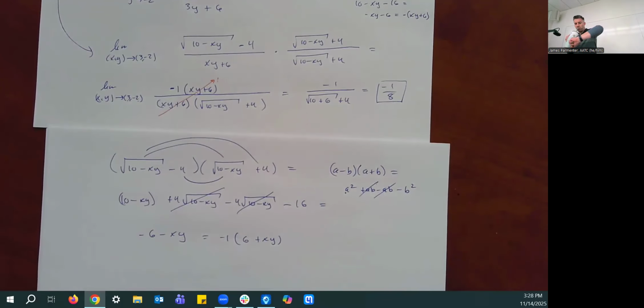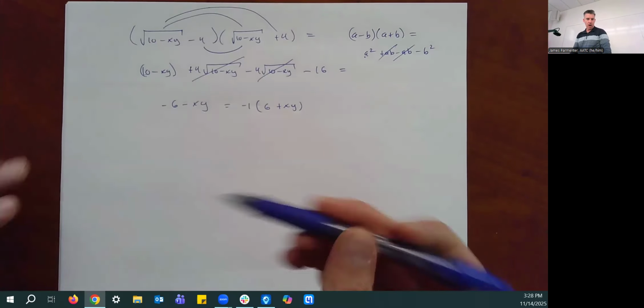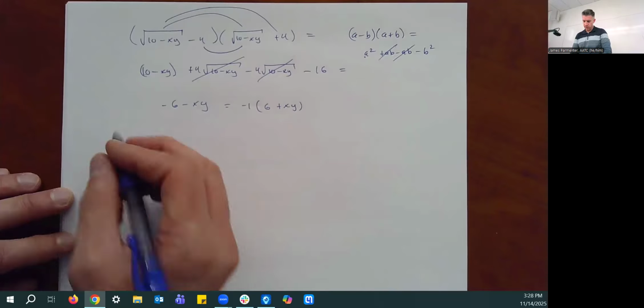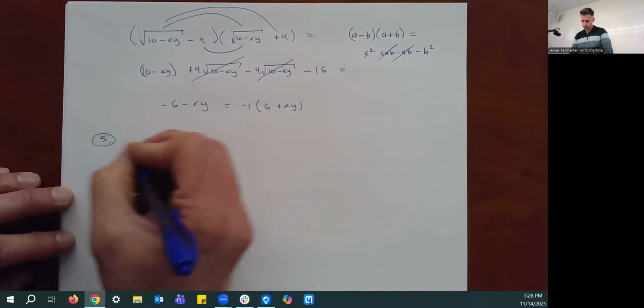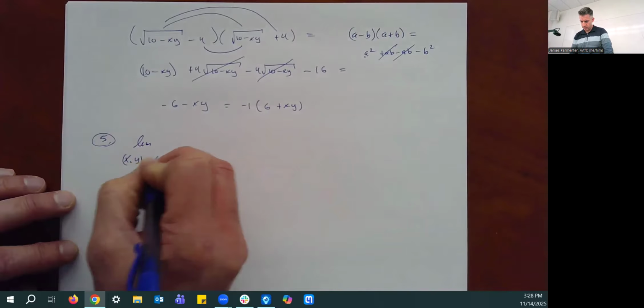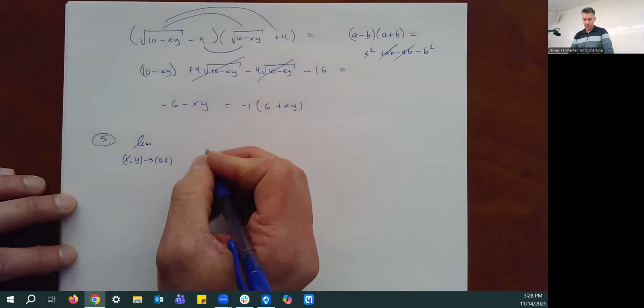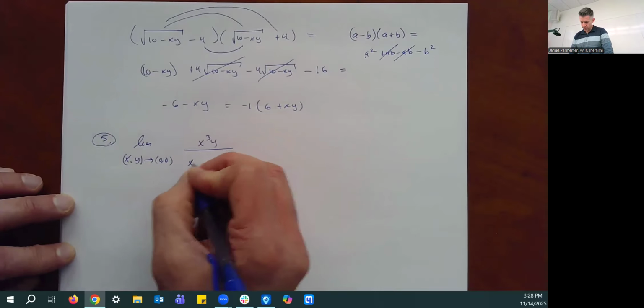Okay. One more. And I do feel like we should talk about partial derivatives. So let's look at this one. It's number 45. The limit as (x, y) approaches (0, 0) of x cubed times y over x to the 6 plus y squared.